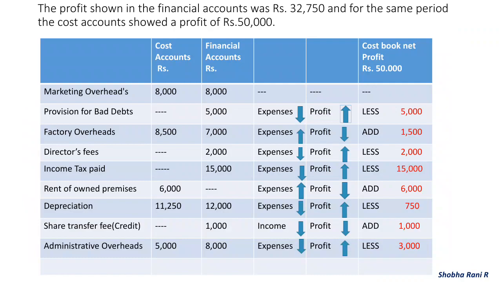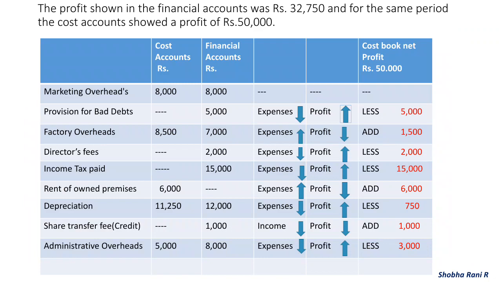Next one, rent of owned premises. It is an expense amounting to rupees 6,000 recorded in cost accounts, not recorded in financial accounts. This has the effect of decreasing costing profit by rupees 6,000. Then, in order to reconcile, rupees 6,000 should be added to the costing profits. Expenses increases, the profit decreases. Hence, it has to be added to the cost book net profit.